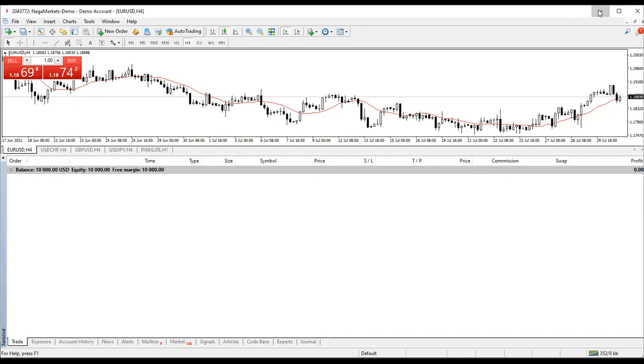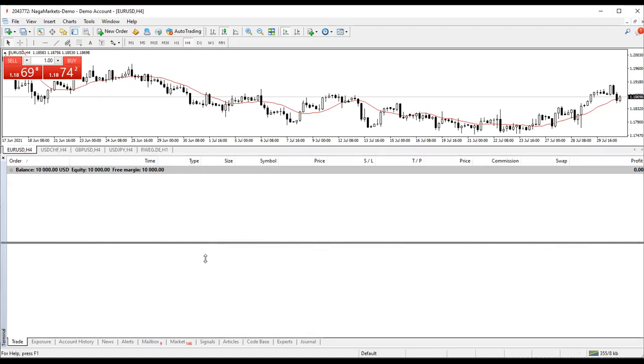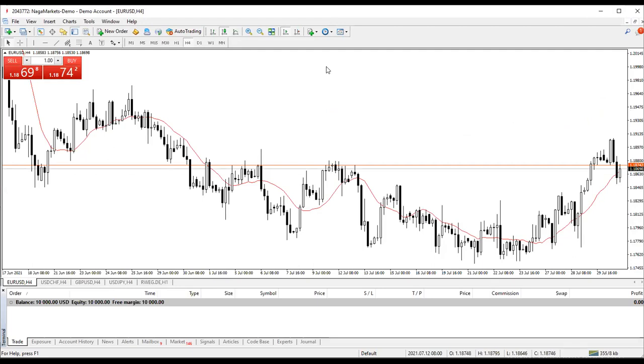So after the terminal, the next thing we are going to look at is our charts. We spoke about having different types of charts. So what we just need to do is to come here and do this.